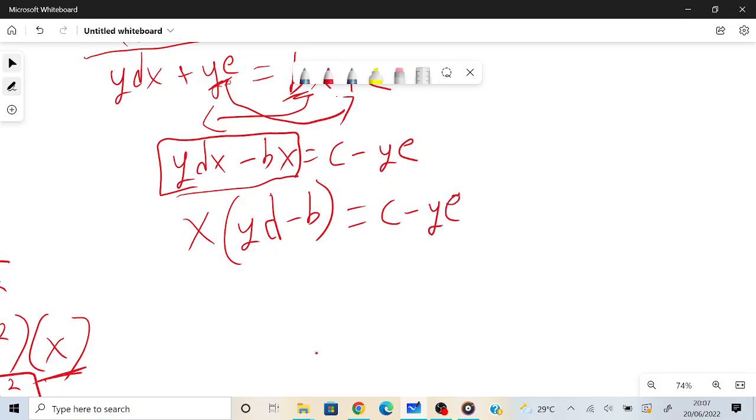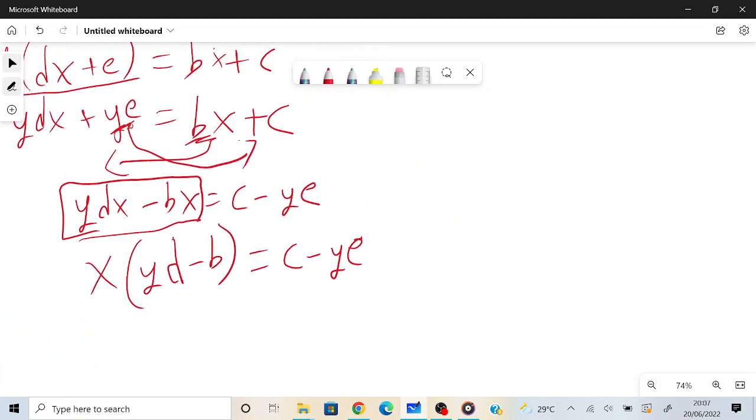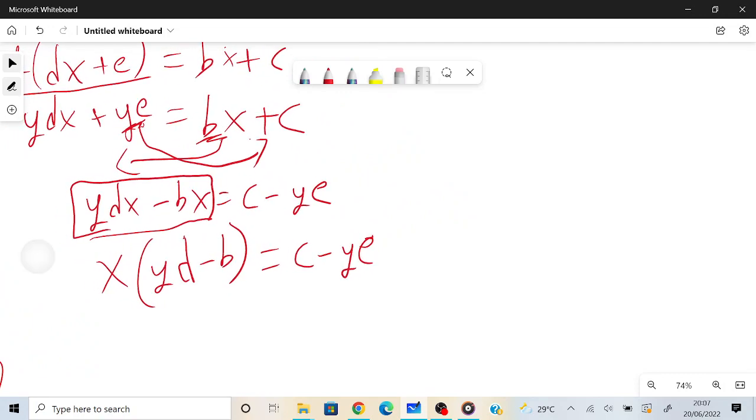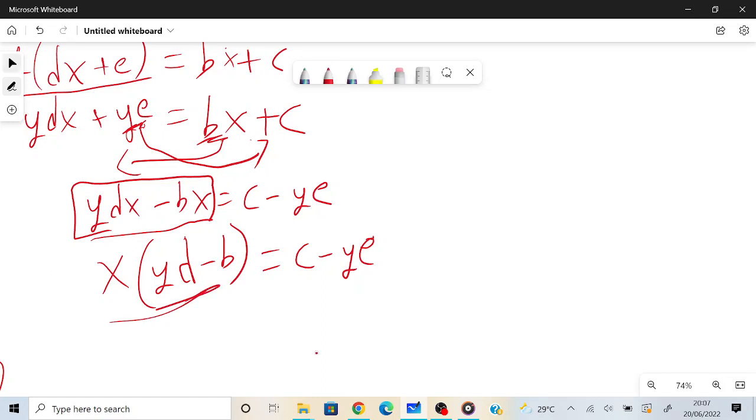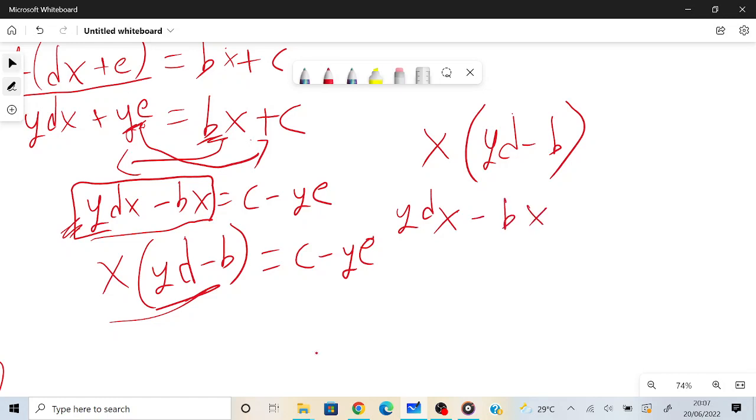Now of course, if you do feel a bit uncomfortable, you can again test this out just on another piece of paper. Just do this, y into d minus b, and just multiply them out, just expand it. You should get the same thing as over here. So this would give y dx minus bx. So it is giving the same thing essentially.